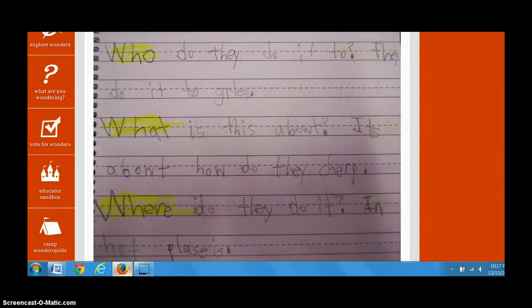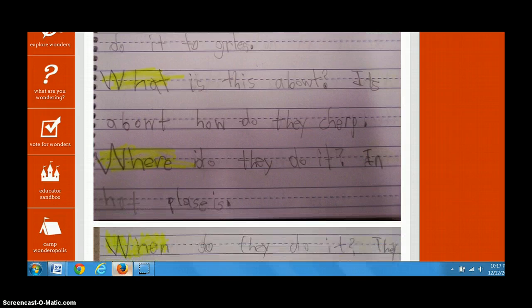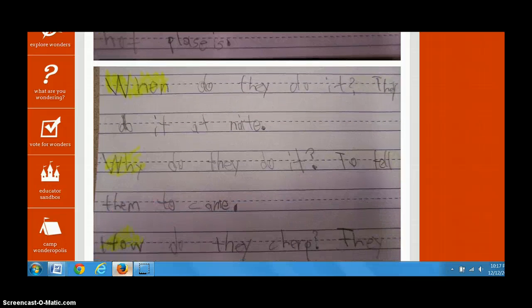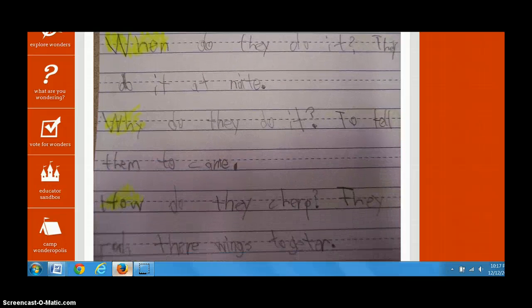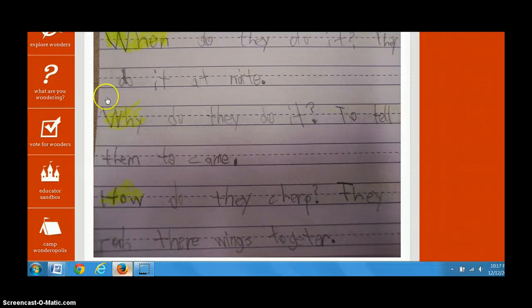Here is an example of the WH questions that the kids had written out and then they highlighted. So who do they do it to? They do it to girls. What is this about? It's about how do they chirp? Where do they do it? In hot places. When do they do it? They do it at night. Why do they do it? To tell them to come. And how do they chirp? They rub their wings together. That looks just about right.